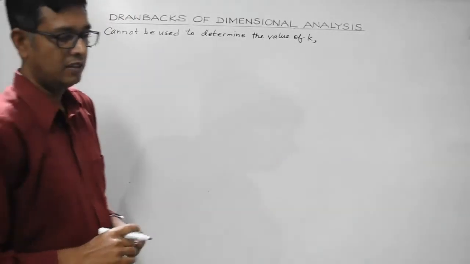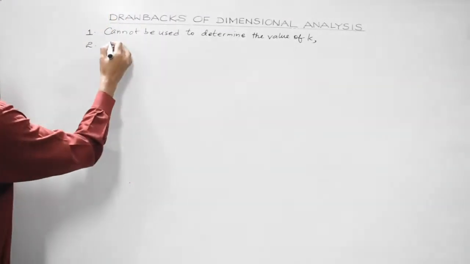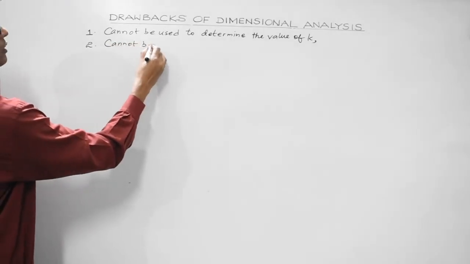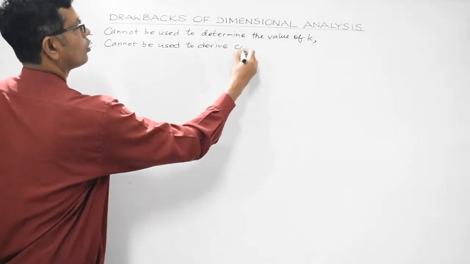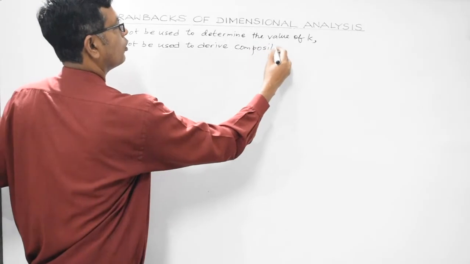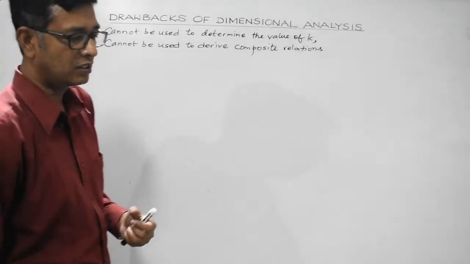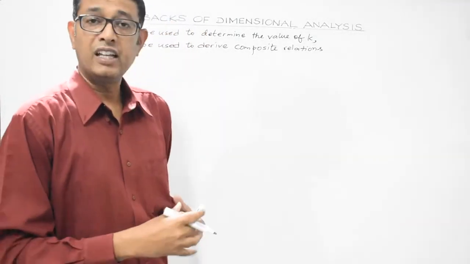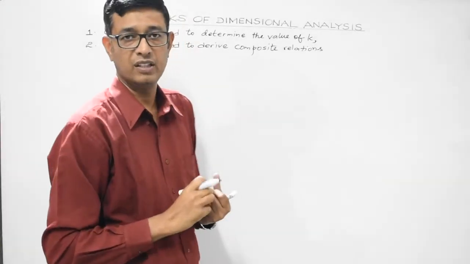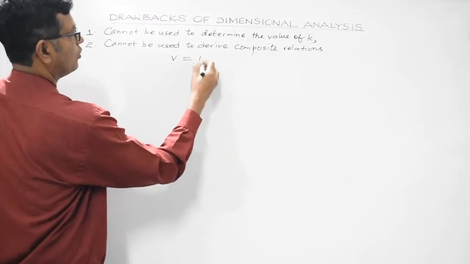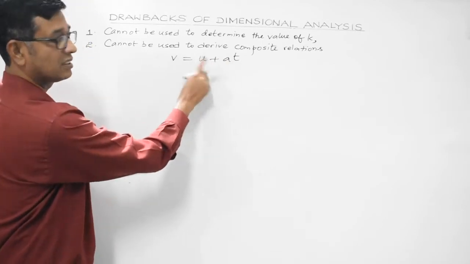Second, it cannot be used to derive composite relations. Composite relations, like this. Composite relations means containing more than one term. The terms are connected either by subtraction or addition between them, like v is equal to u plus at. Look, the right hand side contains two terms connected by this addition sign.